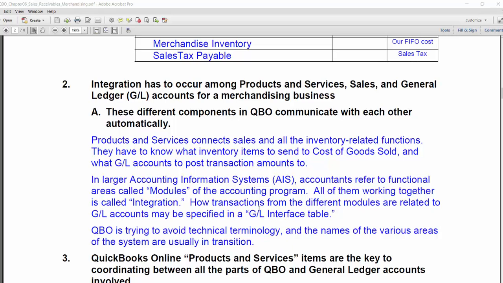If you have a larger accounting information system, accountants call the various areas of the system modules, and all of them working together is what's called integration. Now, how the transactions from the different modules are connected to general ledger accounts might have to be specified in something called a general ledger interface table. So QuickBooks is trying to avoid technical terminology, and so they give their features friendly sounding names, but essentially they're doing the same thing that the larger, more complex system is doing. They're just calling it different names.